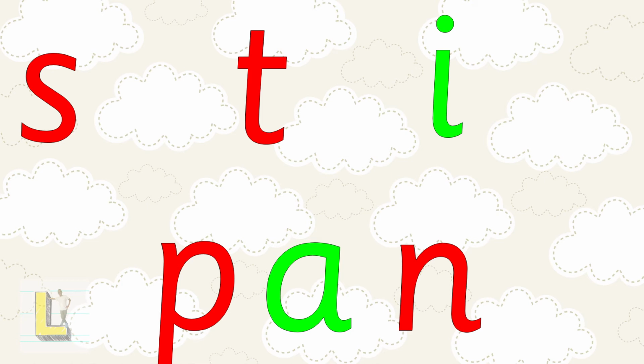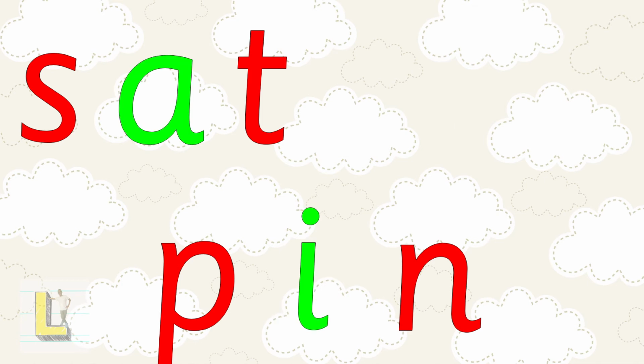Now let's turn pan into pin. Which sound are we going to swap around this time? It's quiet enough to hear a pin drop. Did you get it? We can swap a and I. Let's sound it out. P, I, n, pin.